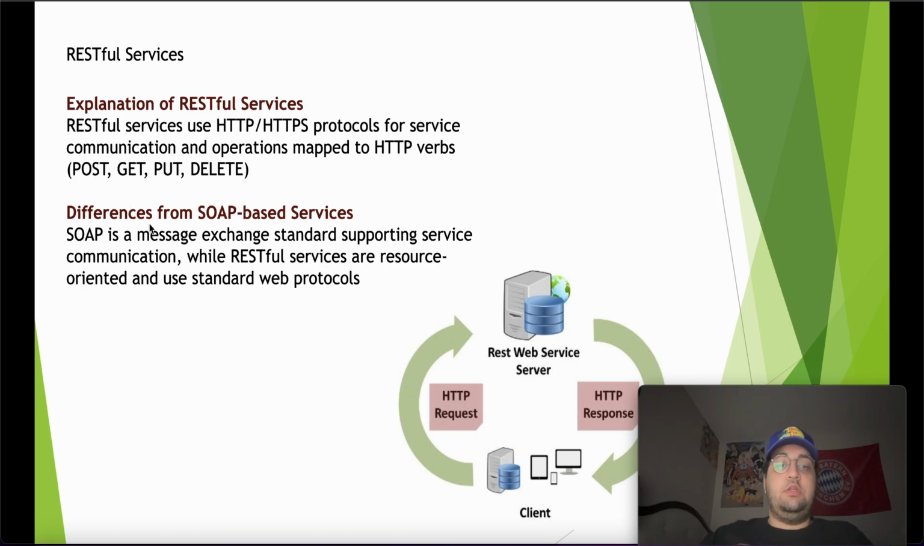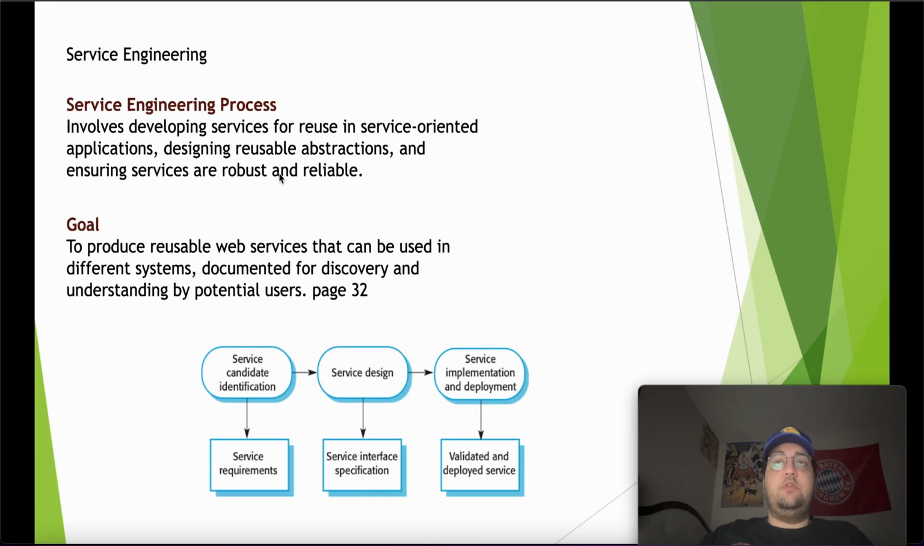SOAP. We already talked about SOAP. Let's move on to service engineering.